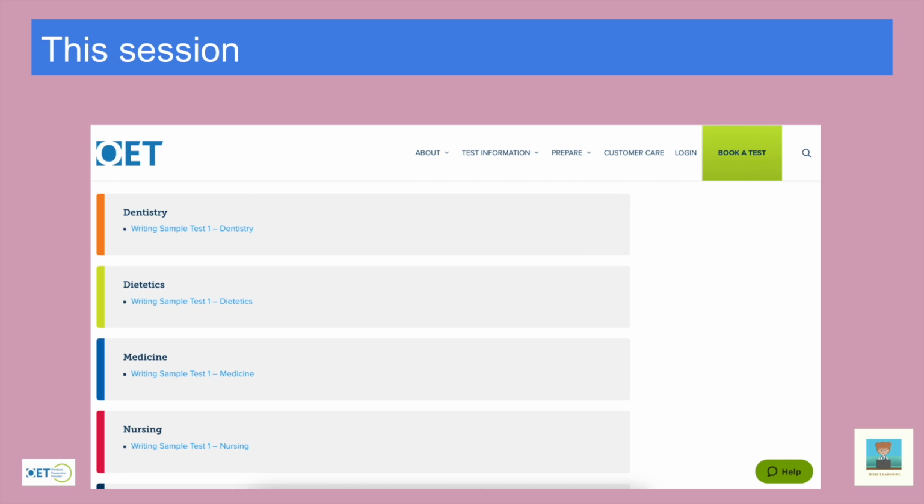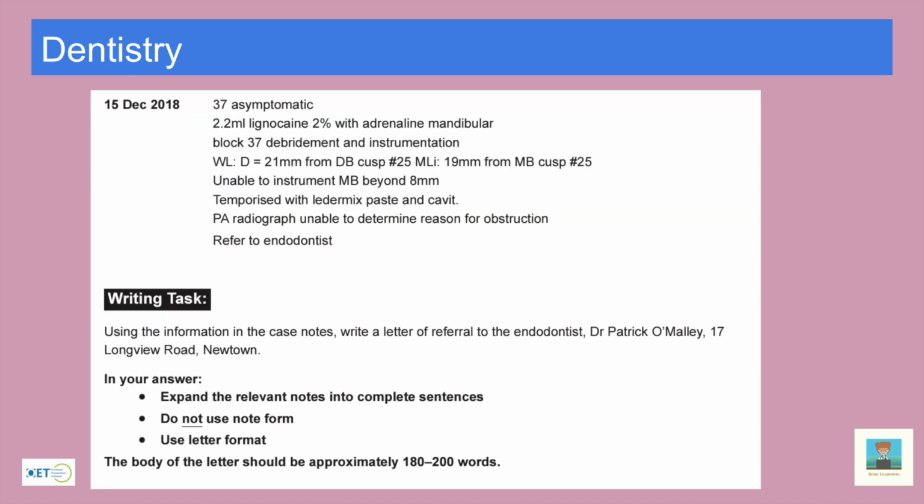So, first of all, I'm going to have a look at the dentistry, dietetics, medicine and nursing samples, and they're all sample test 1. Of course, they're individual ones connected to each specific profession. So take a look at the actual samples from there. Have a look at the case notes. Don't worry, you don't need to spend too long on them, just have a quick look over the case notes. What we really need to focus on is the actual ending. So what should be done, in this case, refer to the endodontist and any other management or care plans.